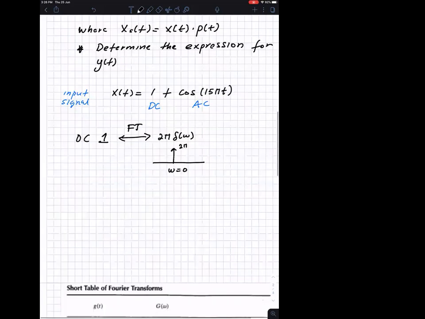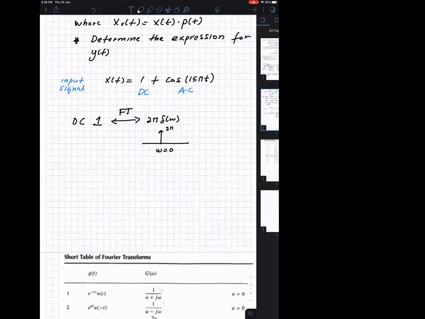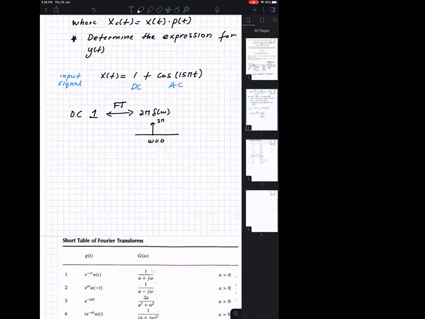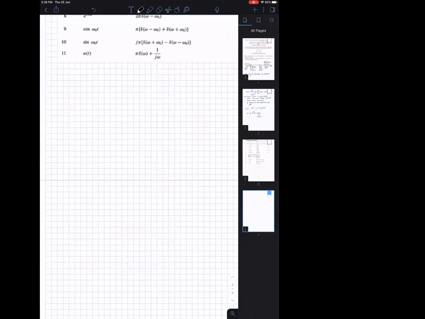Is this news to you, or do you know this? Because we have done all these things in mathematics 2A, I believe. A lot of things we have already done in mathematics 2A. So here we are just applying it.